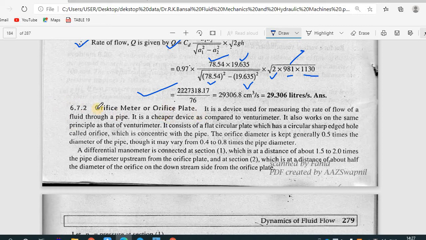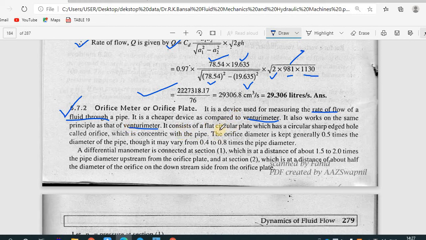Okay, after this we'll start with the new topic related to your orifice meter or orifice plate. Basically, an orifice meter is a device which is used to measure the discharge, that is the rate of flow, through the pipe. It is much cheaper as compared to your venturi meter. Venturi meter in comparison to orifice meter is costly, so orifice meters are generally used to measure the discharge. It also works on the same principle as the venturi meter: the principle behind both is Bernoulli's theorem, and they work similarly.